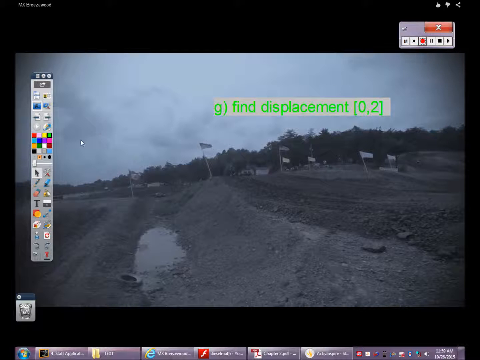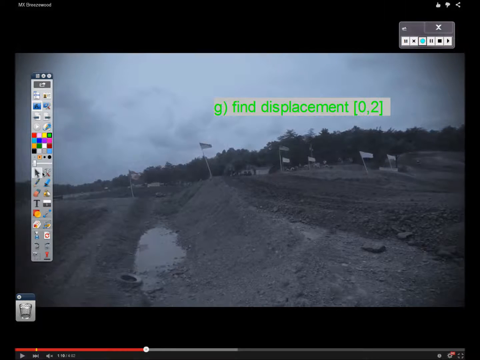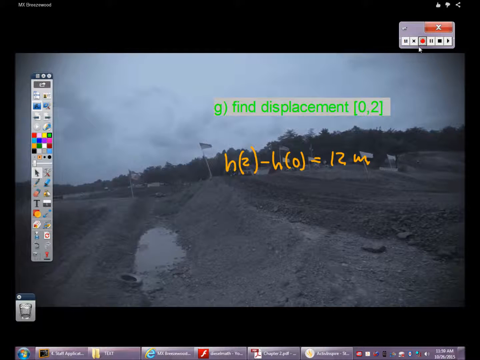Lastly, I want to find the total displacement from 0 to 2. That's going to be just the numerator of the previous equation. h of 2 minus h of 0 is 12 meters. That's giving me my height change during the first 2 seconds. If I wanted to calculate my height change during the entire time I was in the air, from takeoff to landing, it took me 2.375 seconds to jump, takeoff to landing. So what is my displacement? 0, because I started on level ground and I ended on level ground.